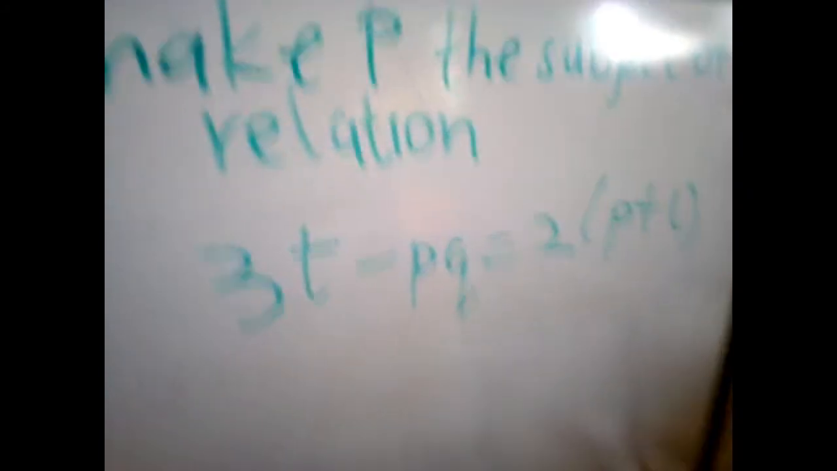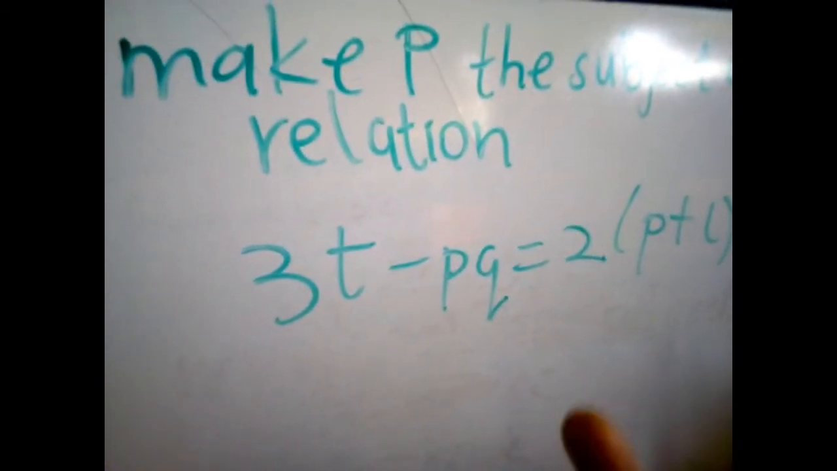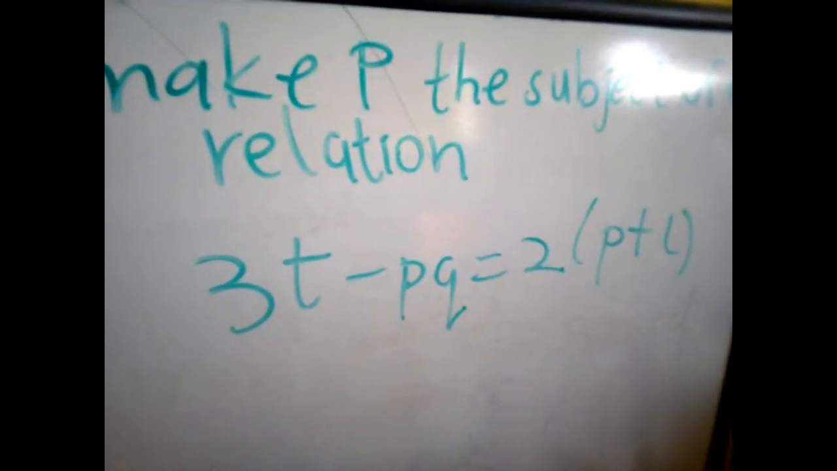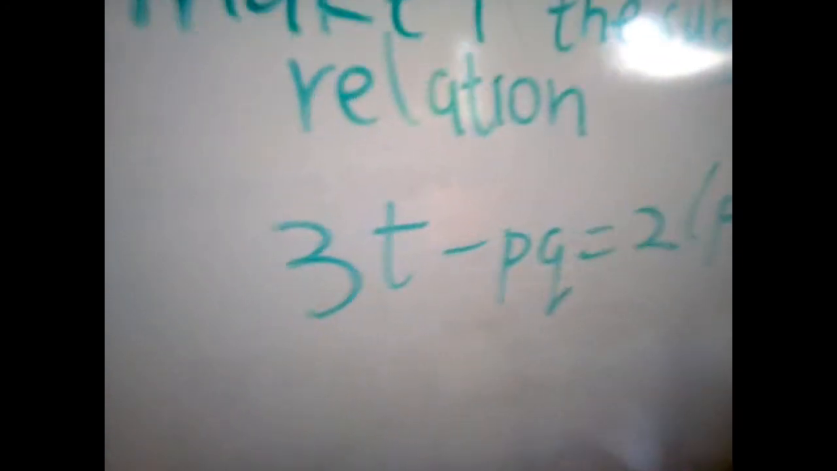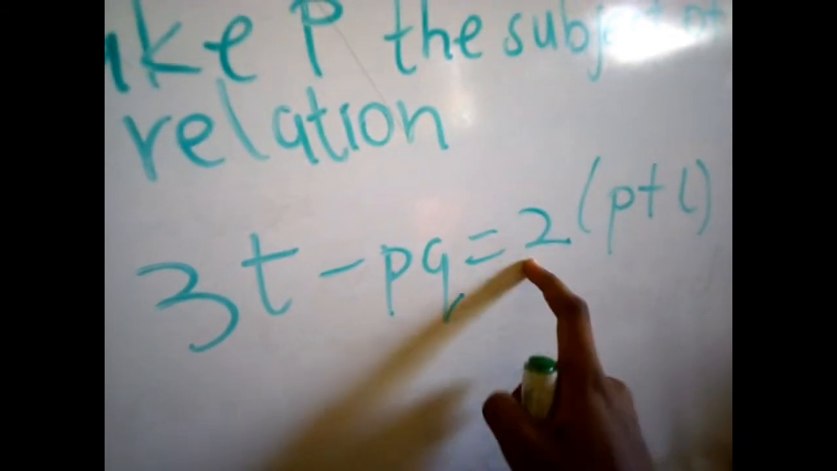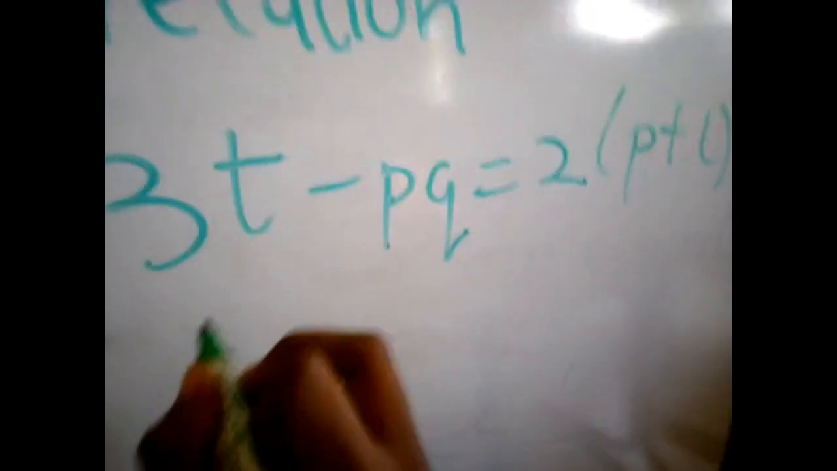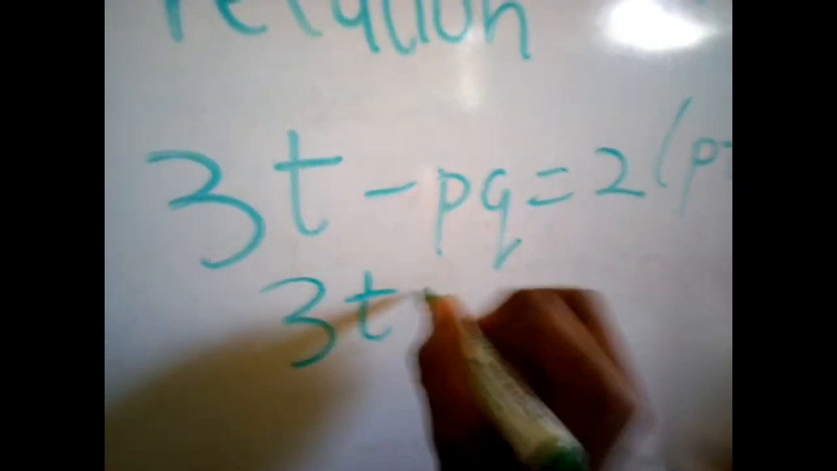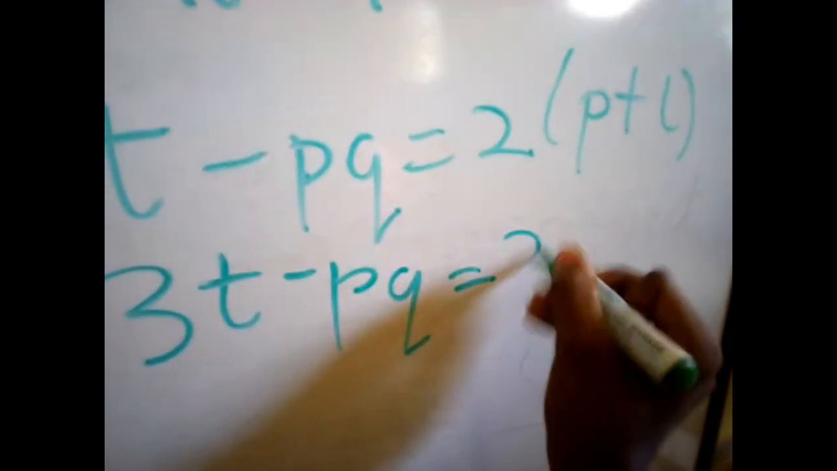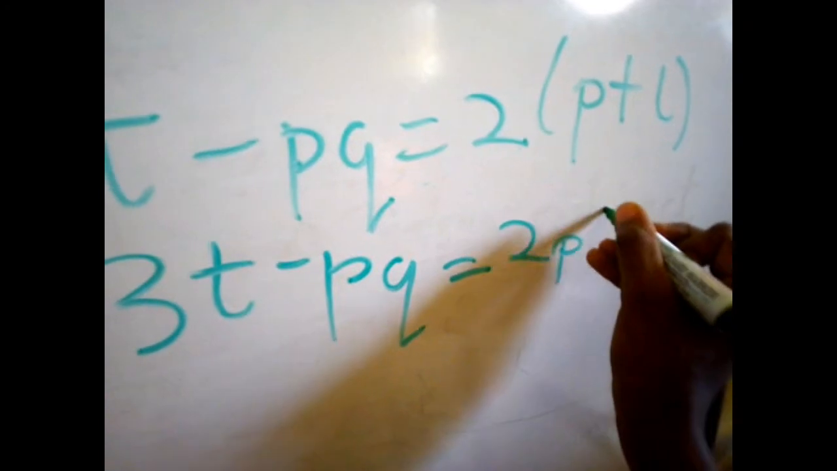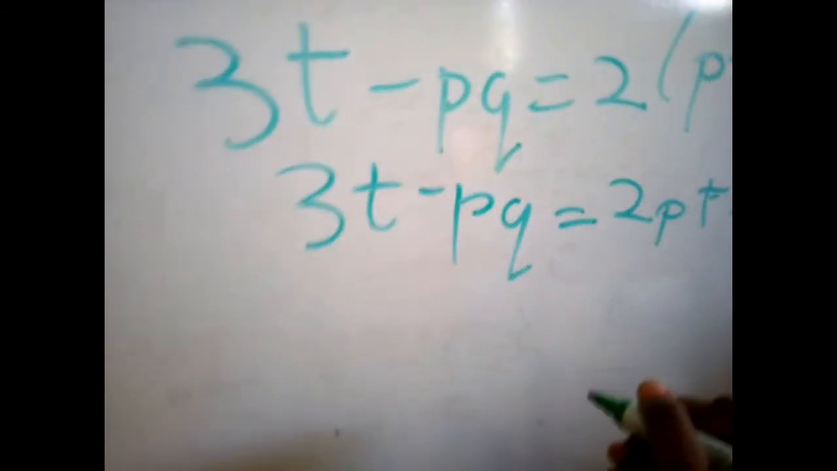So now you're looking at a bit more complex ones. Make P the subject of the relation 3T minus PQ equals 2(P plus L). You're making P the subject. So we have to first distribute the 2 to all of them so that you'll be able to get the answer. So 3T minus PQ equals 2 times P is 2P. You have a positive sign, you bring it. 2 times L will give you 2L. So you get it like this.